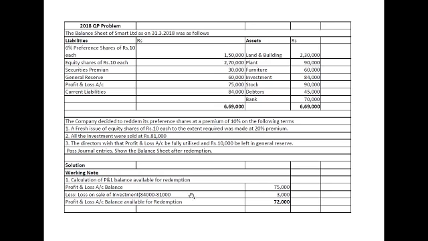Now, here on selling the investment we have a loss. The loss on sale of investment should be deducted. So less loss on sale of investment, 84,000 book value minus 81,000 sale value. So 3,000 if you deduct, 72,000 is available for redemption, and this is 100% available for redemption. There is no need of keeping any balance in the profit and loss account.